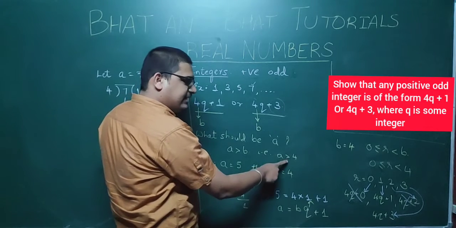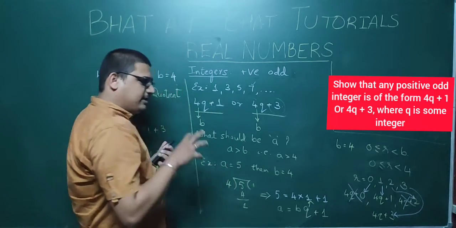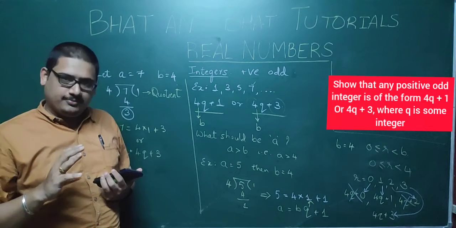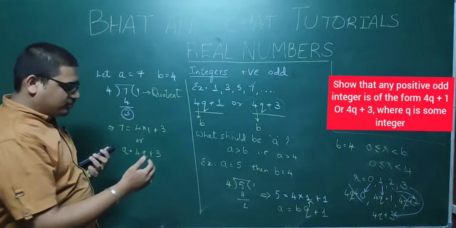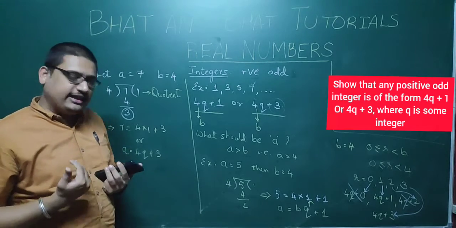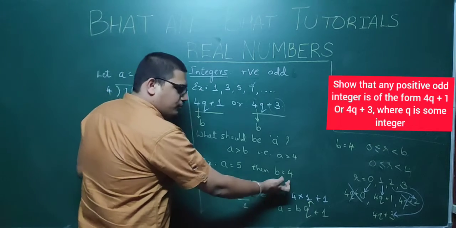That means it should be greater than 4. For this kind of question, my A will be 5, 7, 9, 11 and so on. So we are trying to prove that with an example. Before going into the mathematical statement, we are trying to understand with an example. A is equal to 5, then B is equal to 4.